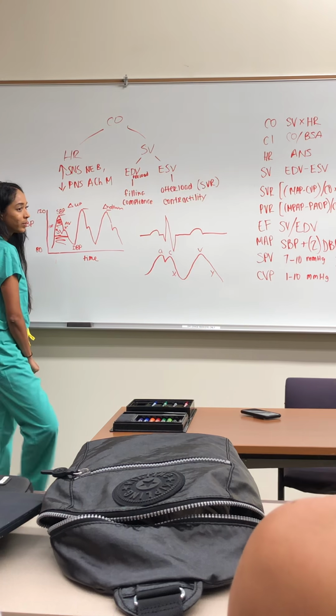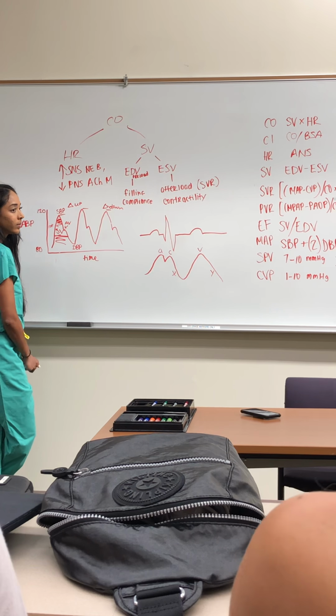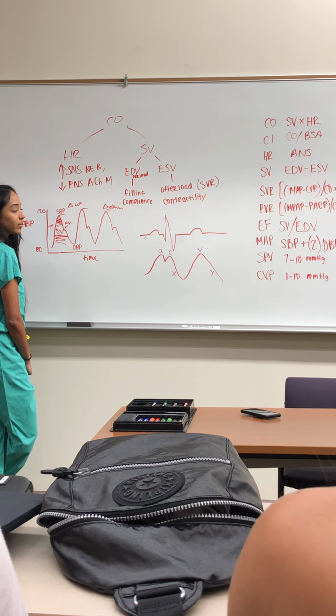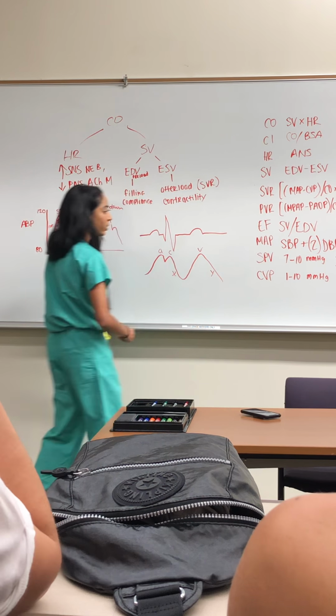So you mentioned stroke volume variation, and you mentioned greater than 10 would be hypovolemia. Can you explain why you have a greater than 10? For systolic pressure variation greater than 10?